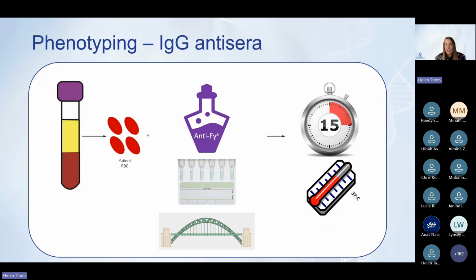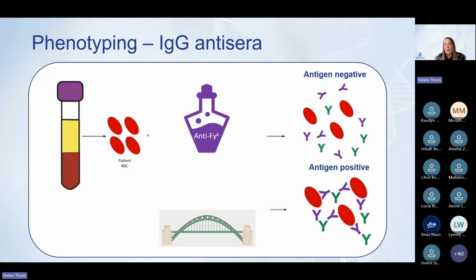So looking at the IgG anti-sera here, we've got a similar picture. You've got your patient red cells. This time, anti-WA is an IgG anti-sera, so you need that bridging antibody. So you're going to be incubating it at room temperature for 15 minutes. Sorry, not room temperature, body temperature for 15 minutes. And this is what is going on here.